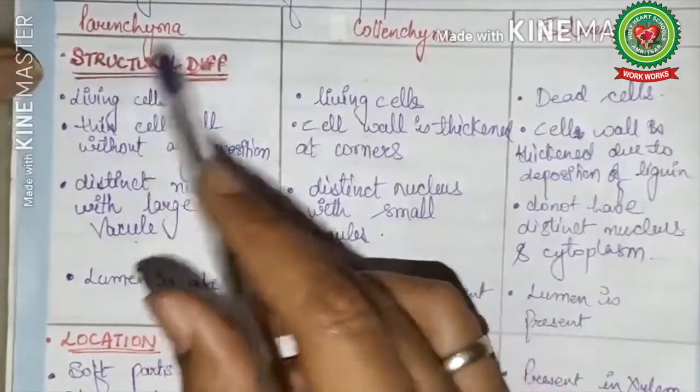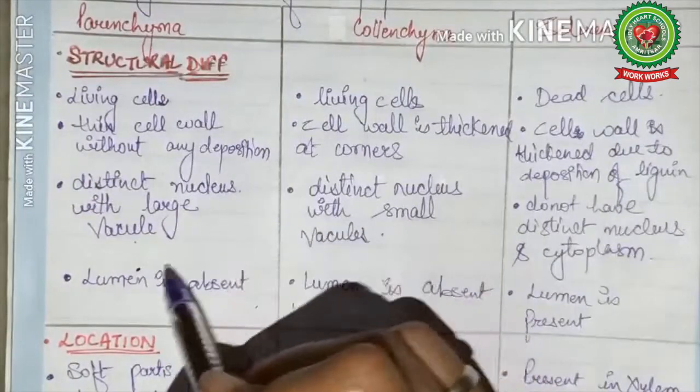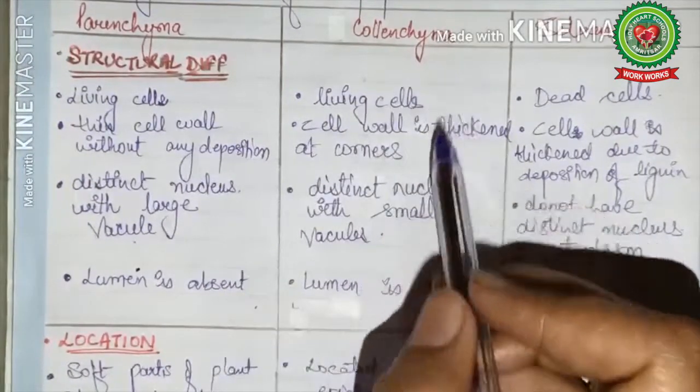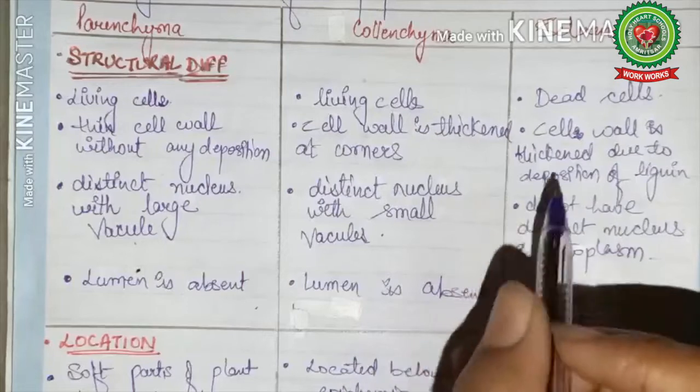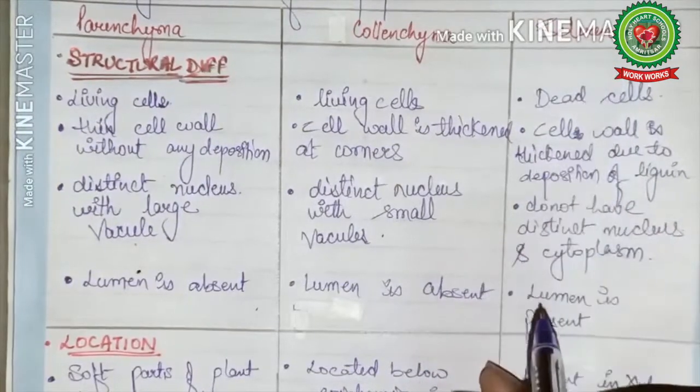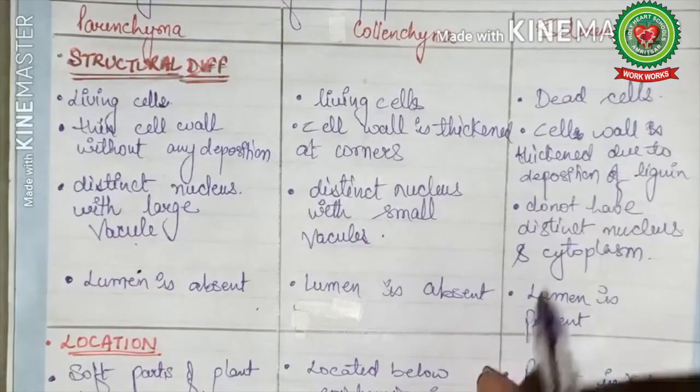In case of parenchyma, as it is a living cell, so lumen is absent. Collenchyma is also a living cell, so here also lumen is absent. But sclerenchyma is a dead cell, here lumen is present. Next is location.